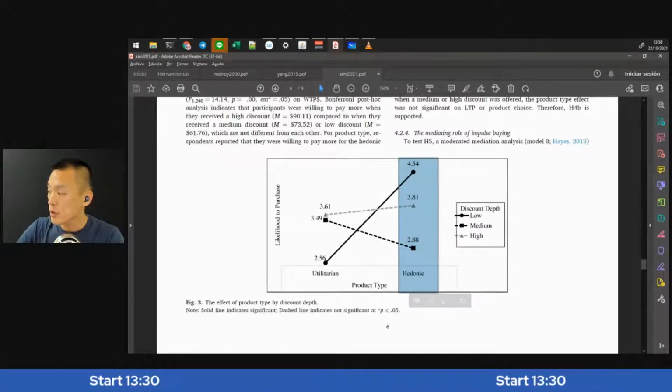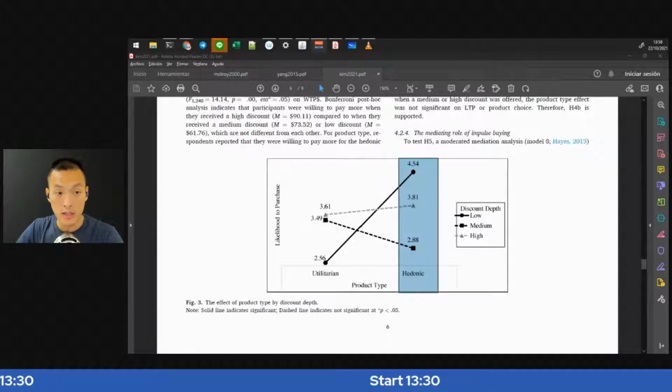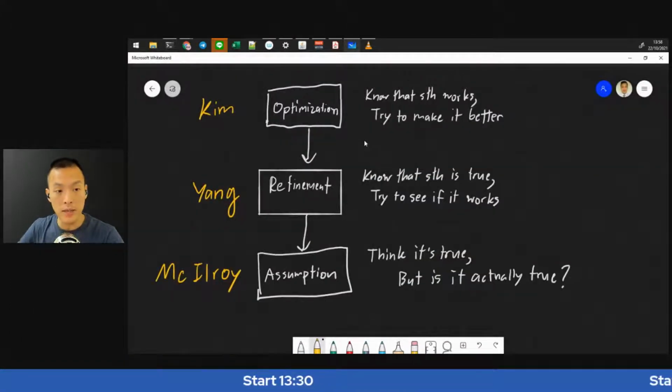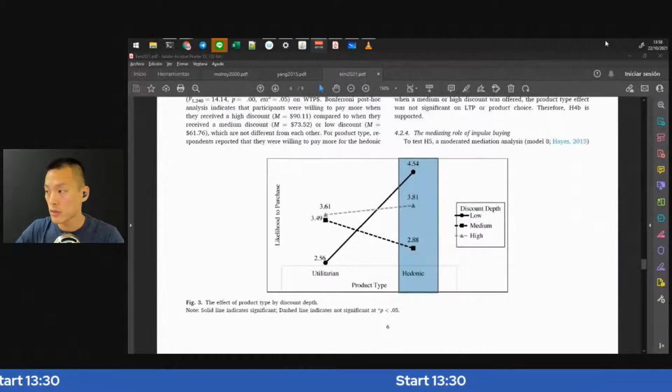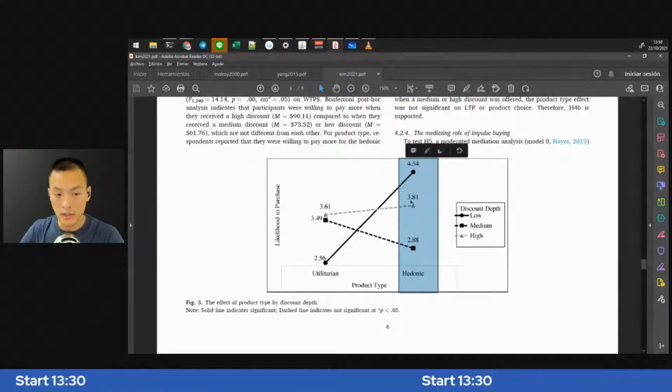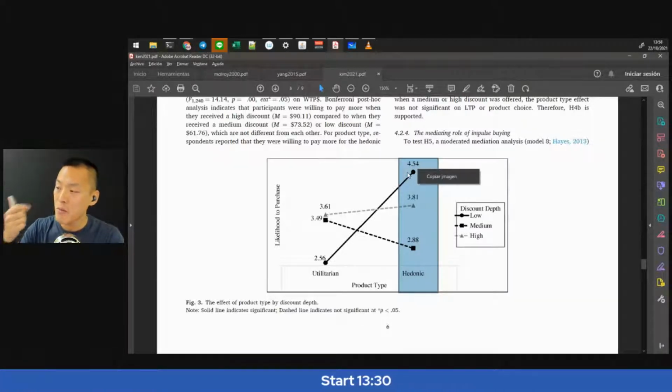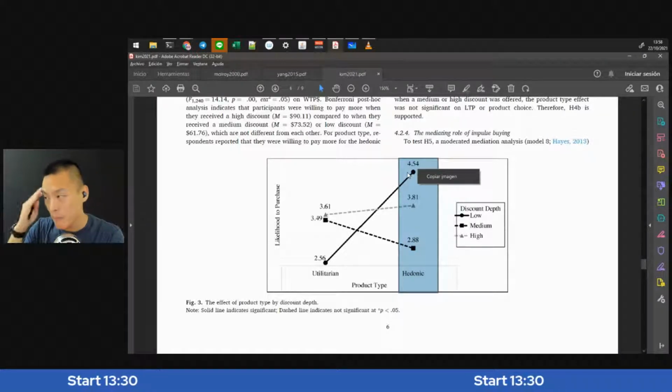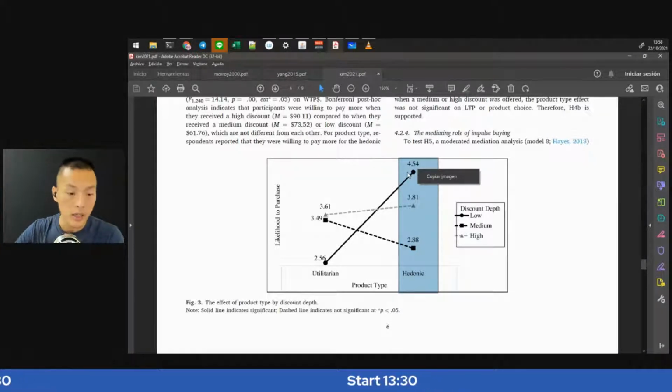But this alone just goes to show you that this research project, even though it's only at the optimization level of doing research, is still valuable. It is tremendously valuable because as a hotel operator, you would have thought that the more discount you give, the better it will be for your product. But no, right? You just want to give a low discount, make more profit, and the customers purchase more. Boom, mind blowing, valuable, right?